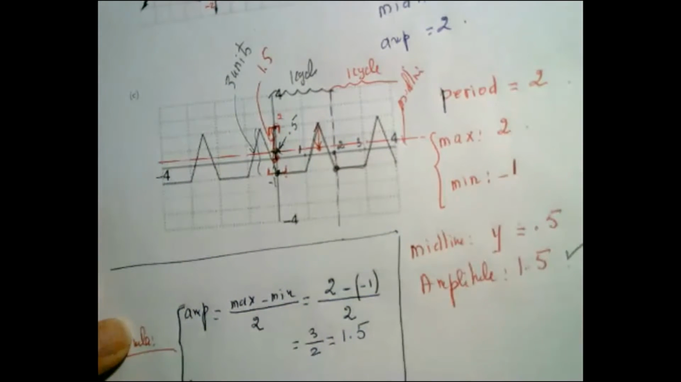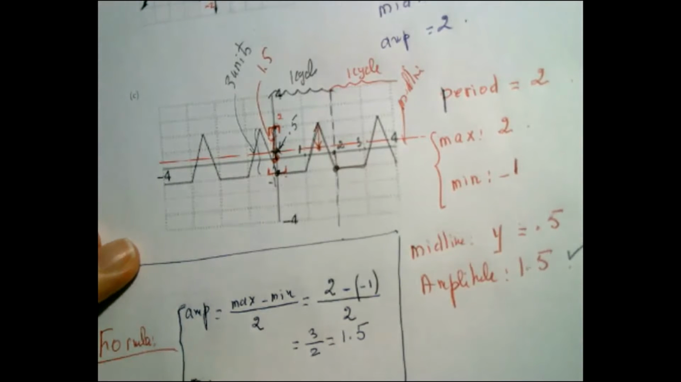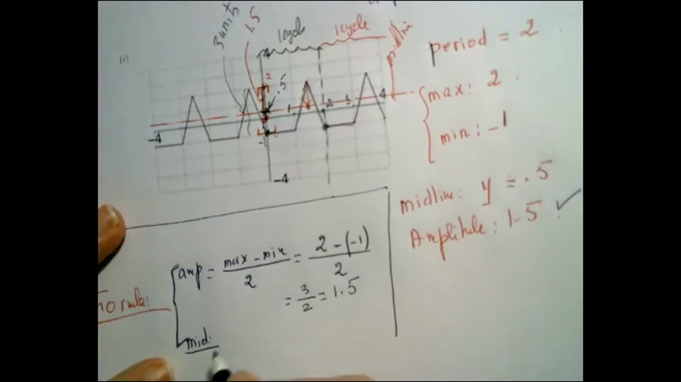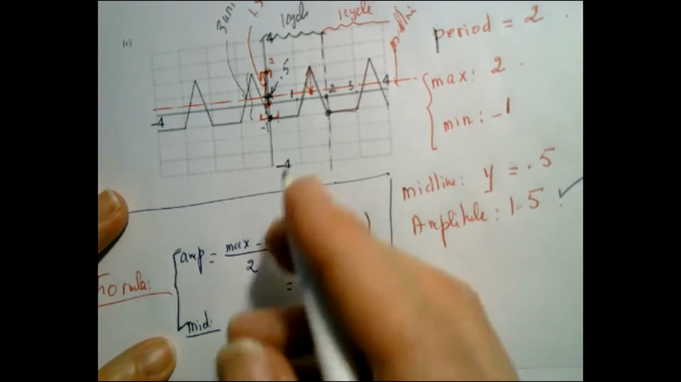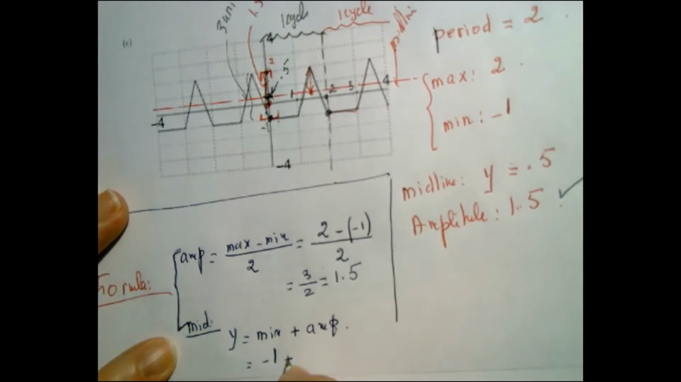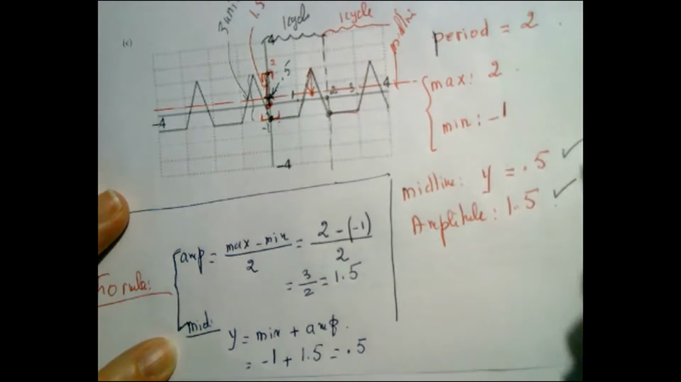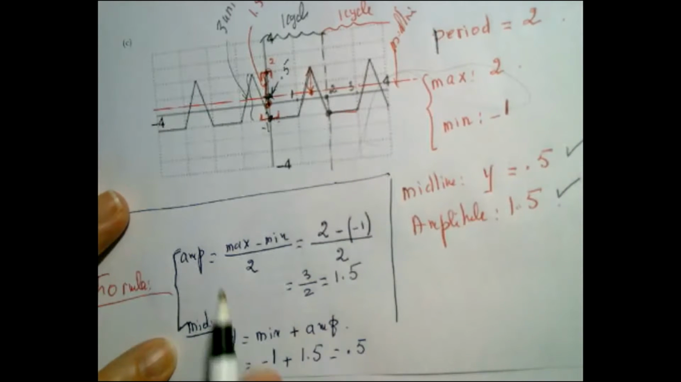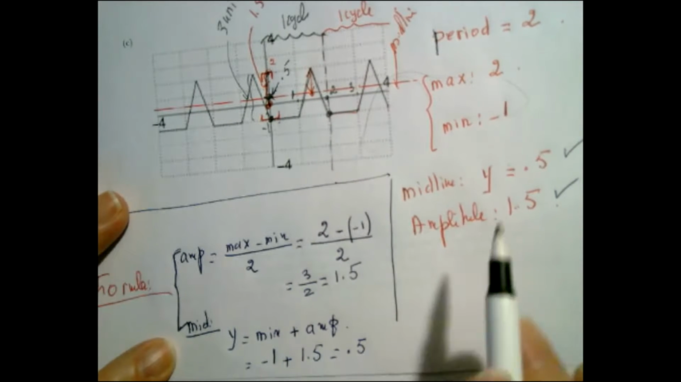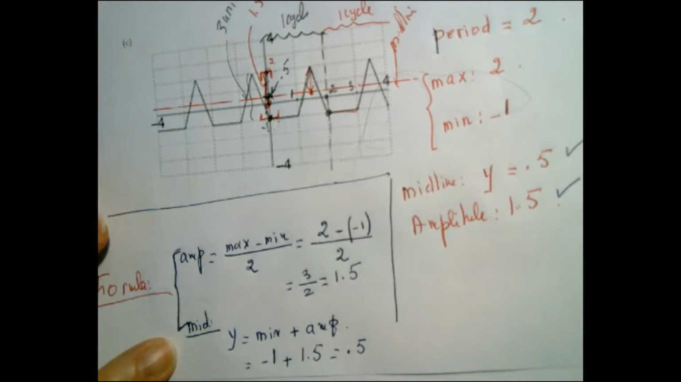Now, the formula for the midline is, I take the minimum value and I add to it the amplitude. The minimum value is minus 1. The amplitude is 1.5, which gives 0.5, which is exactly what we got by eyeballing it. So I want you to be able to handle both. Either you can use the formula to find it, or you can eyeball it. And I know a lot of you can do both.